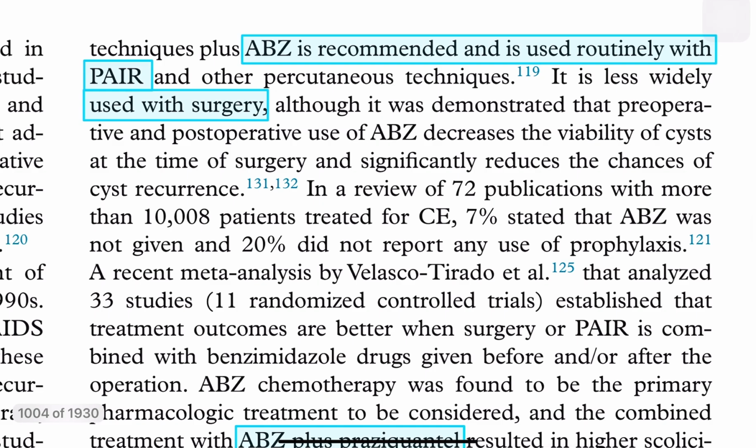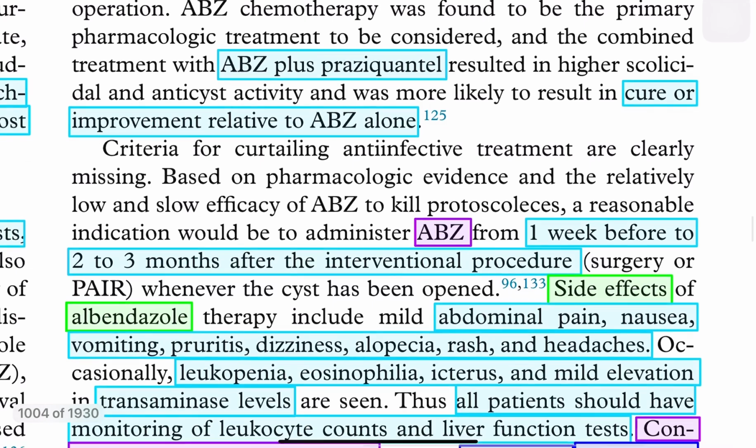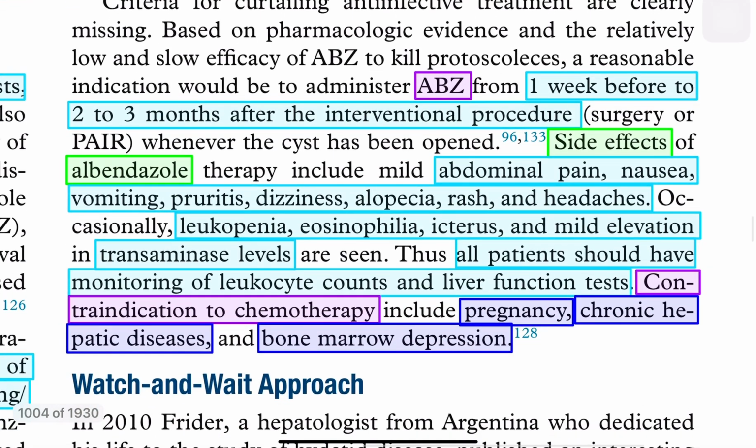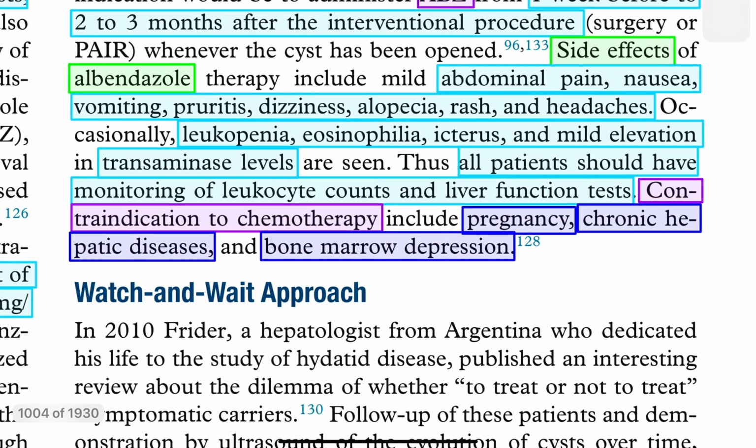Albendazole treatment is also used with PAIR and with surgery. Albendazole should be started 1 week before to 2 to 3 months after the interventional procedure. Side effects of albendazole are abdominal pain, nausea, vomiting, pruritus, dizziness, alopecia, rash, headache. Leukopenia, eosinophilia, icterus and mild elevation in transaminase are also seen. So all patients should be monitored by leukocyte count and liver function test.